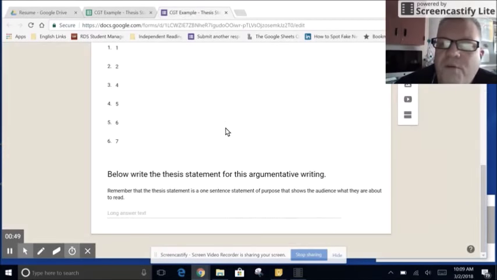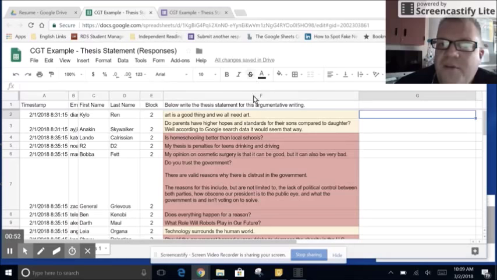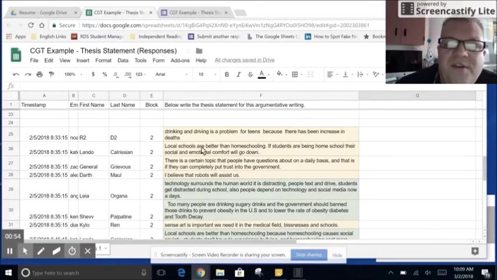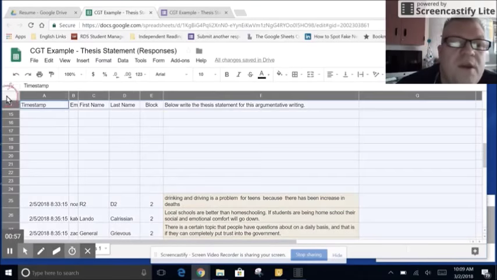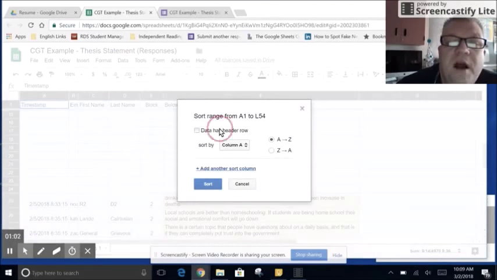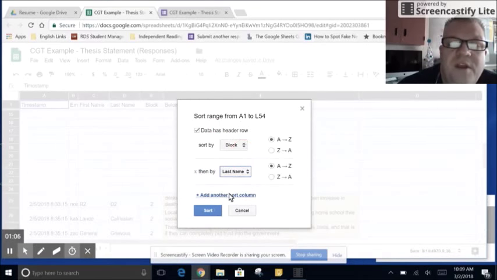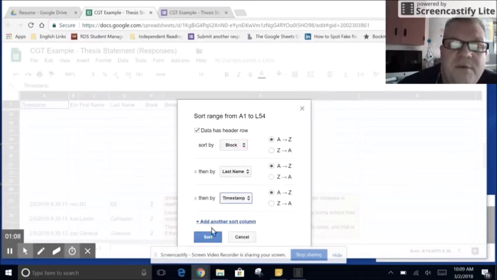I'll push that Google form back out, collect another sample of their work, and then this set, I'll use the same color coding and evaluate their work. Once I receive 2, 3, 4 sets of submissions, whatever it might be, I'm going to sort that information by what class period they're in, by their last name, and then also by the timestamp.